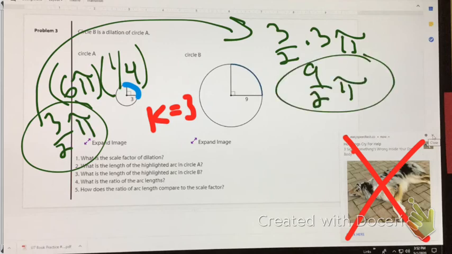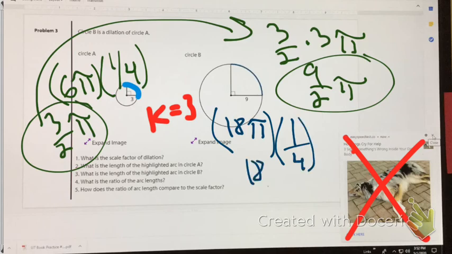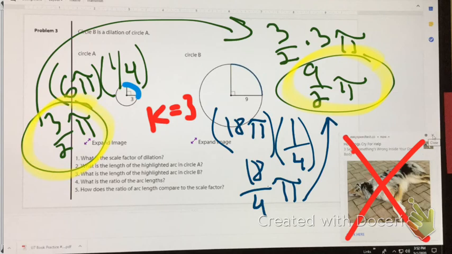Well, let's just check it. Let's verify that our theory is correct. So 9 here, that means the diameter is 18, and that's the circumference, and it's still 1/4. So you're going to get 18/4. Well, guess what? 18/4. Reduce it. Let's clean that up. Okay, 18/4 reduces down to 9/2. So check. It's true. The radius is proportional by a scale factor of 3. The arc length is proportional by a scale factor of 3. The ratio of the arc length compared to the scale factor is the same thing.